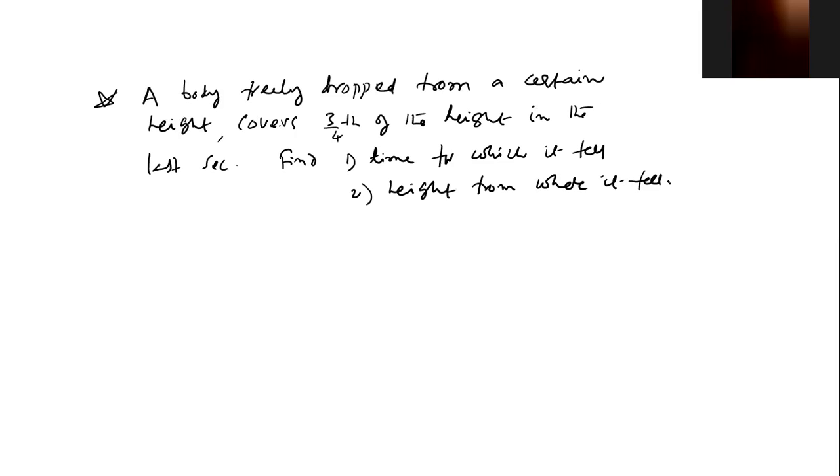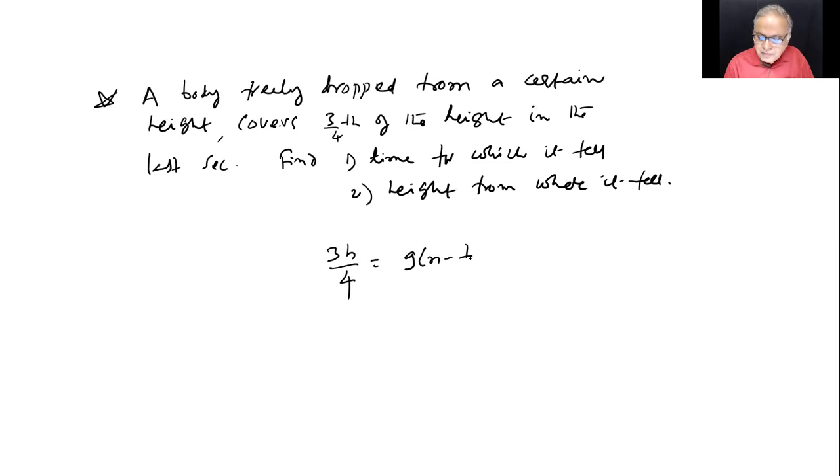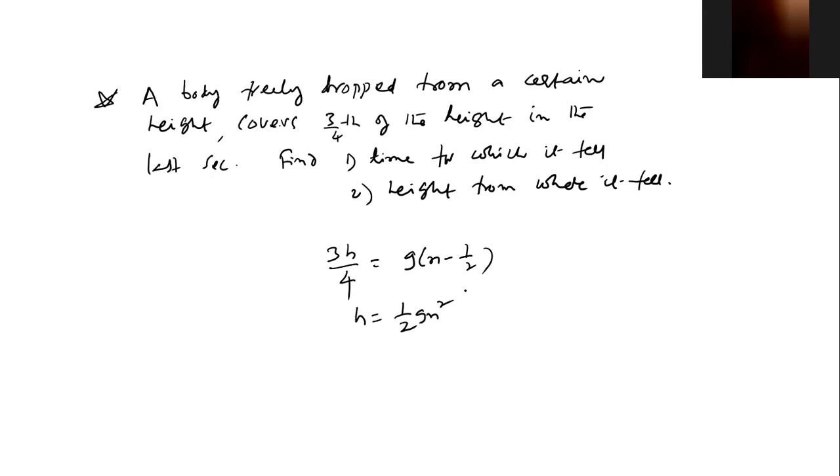Sir, we can use a formula for the distance traveled in the nth second. Right. Tell me, Sriram, what will I write? In the last second, it was the distance traveled in 1 second. So 3h by 4 equals 0 plus g into n minus half. N is the last second. But if it falls for n seconds, h equals half g n square. Substitute one in the other, solve for the equation. Quick. Right. Good.